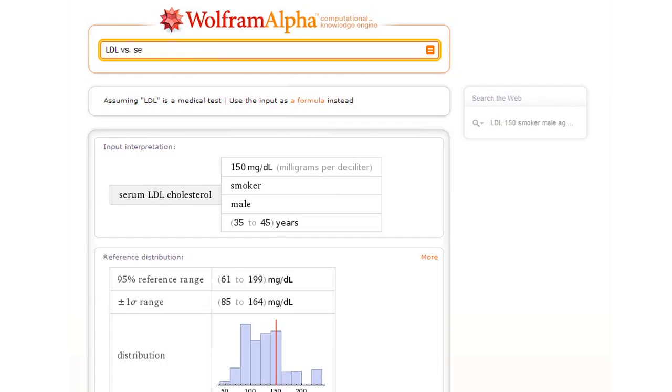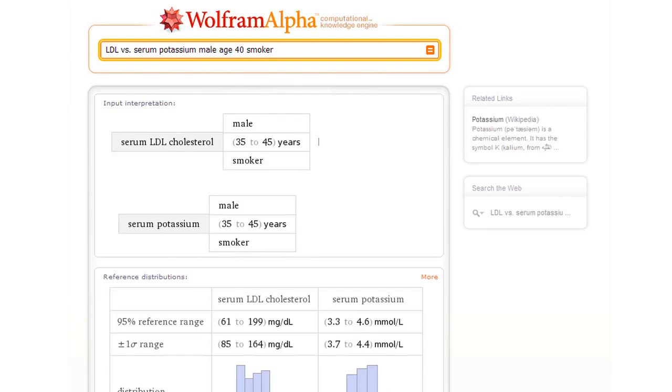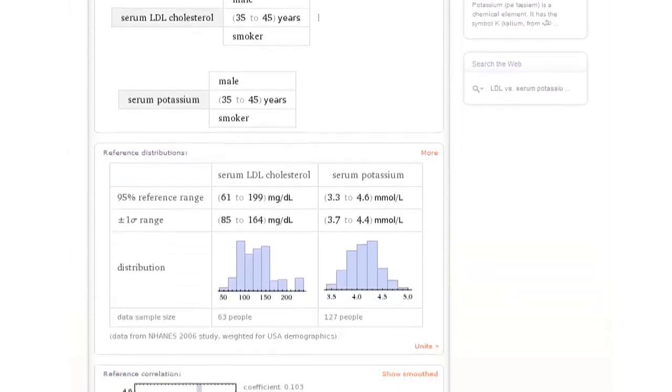Or let's try asking about the correlation of an LDL test with a different test for that same subpopulation. So now Wolfram Alpha will have to think for a moment, then gives us the result, and in this particular case, we see that there isn't much correlation between those tests.